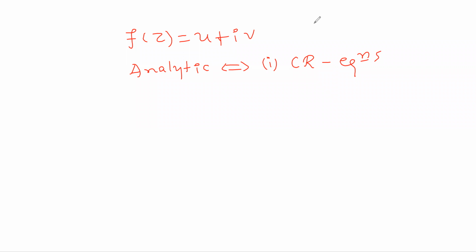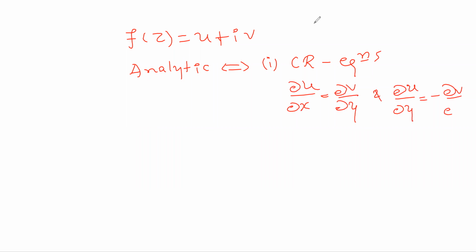∂u/∂x = ∂v/∂y, and ∂u/∂y = -∂v/∂x. So these are the two conditions we have to check for the analyticity of any function.